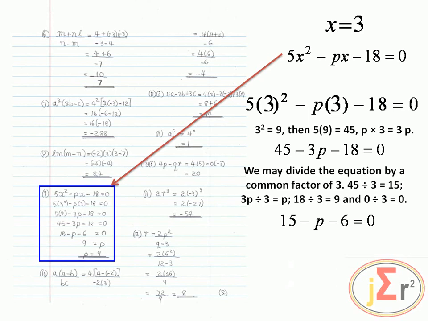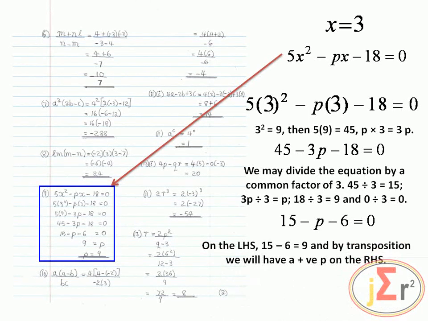So 15 minus p minus 6 is equal to 0. On the left hand side, 15 minus 6 is equal to 9, and by transposition we have a positive p on the right hand side. So transposing, eliminating the p from this side, we will have a positive p on this side, and on the left hand side we have 15 minus 6 is equal to 9. Then turn it around. 9 is equal to p, so p is equal to 9.